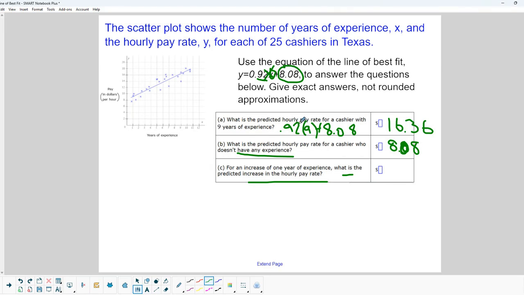For an increase of 1 year of experience, what is the predicted increase in the hourly pay rate? Well, that magic number is written right there in our slope. So every year you get a 92-cent pay increase at this place of employment, which is not a lot when you think about it.